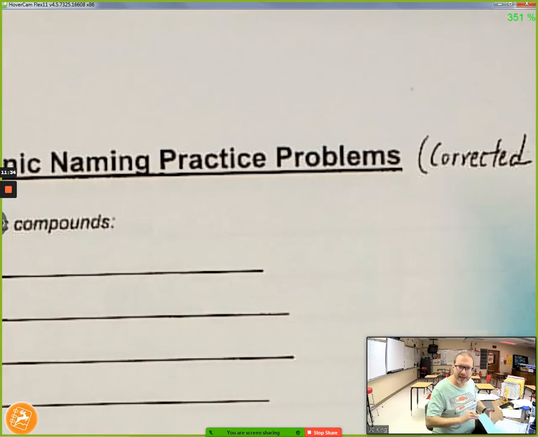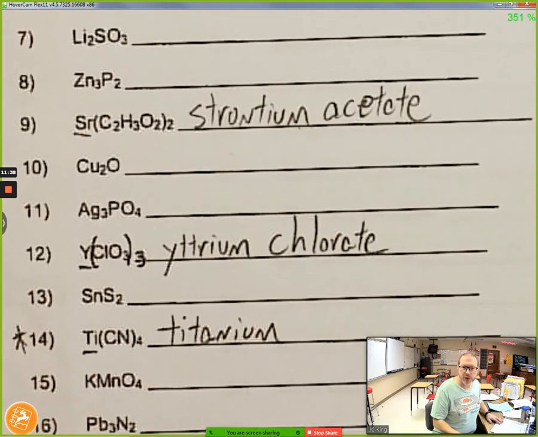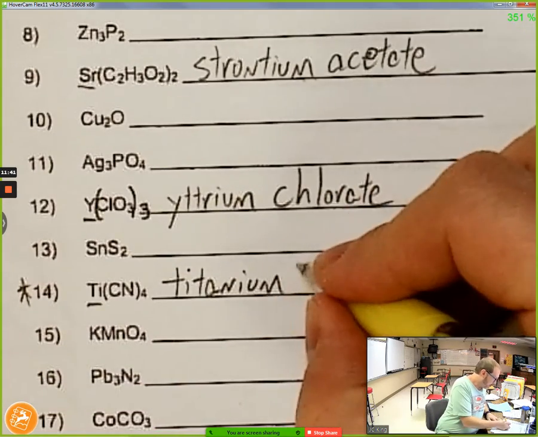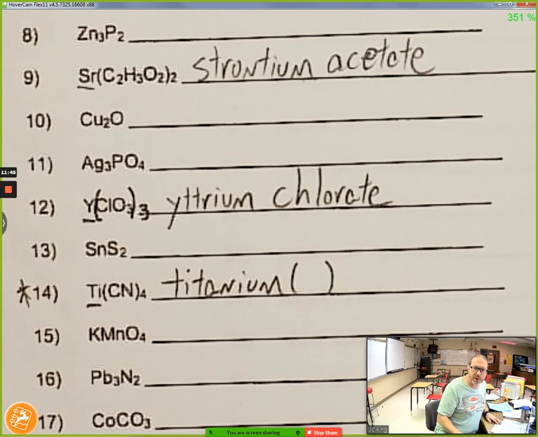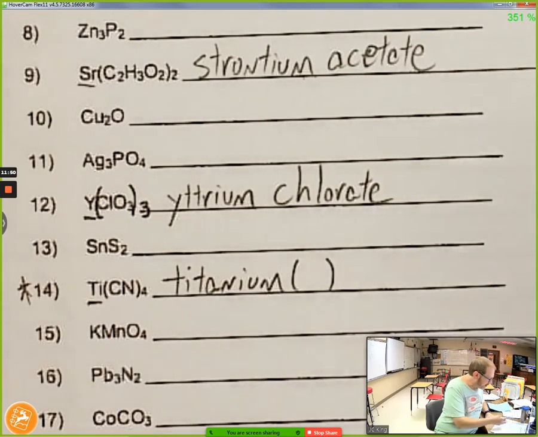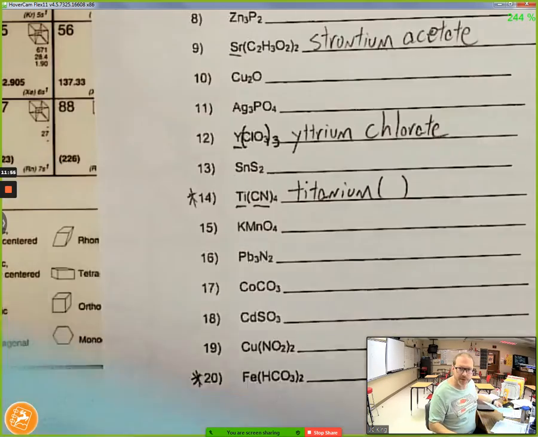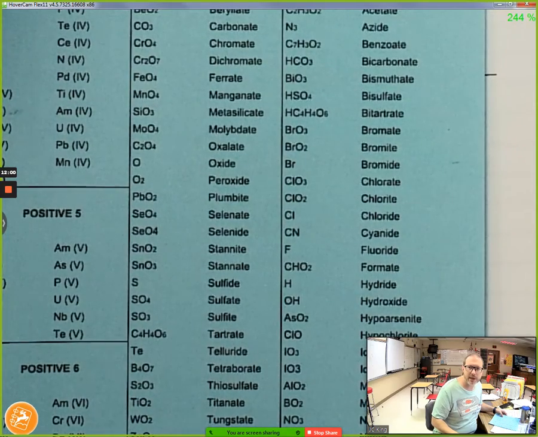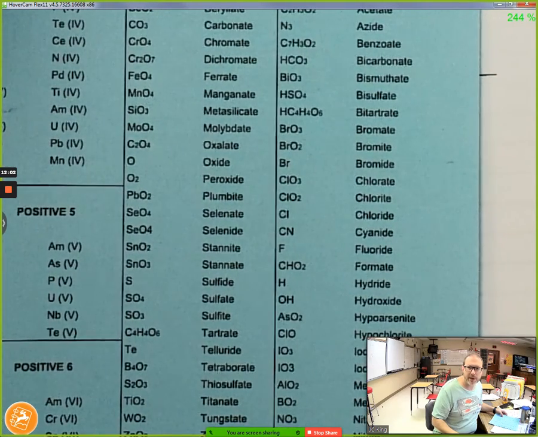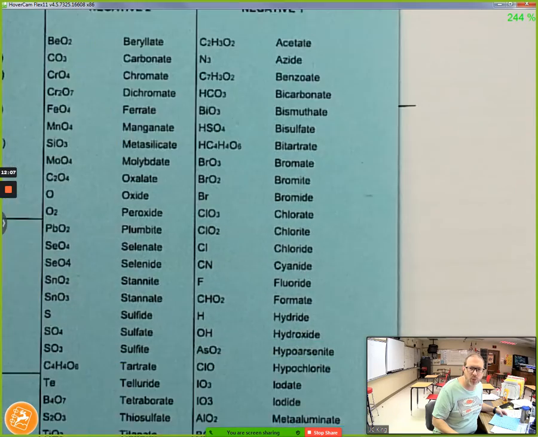So we know that we're going to have to, on our titanium, use a Roman numeral to show what its charge is. So I'm going to just put some parentheses there and leave that blank for now, because I don't know what the charge is going to be yet. I need to see what it's bonded to, and it's bonded to this ion that is a carbon and a nitrogen, CN. So coming back out to my chart, I'm going to look on the negative side for a CN. Jumps out at me real quick. That is a cyanide ion, and it's got a charge of -1.